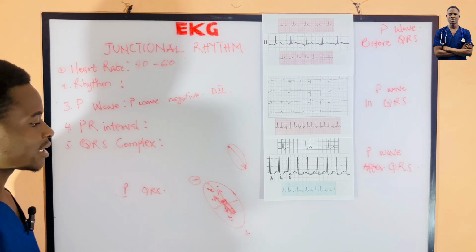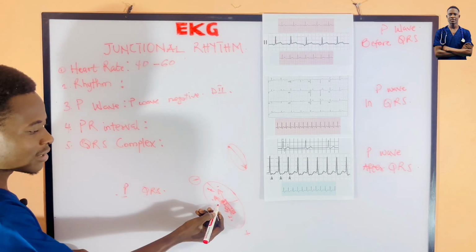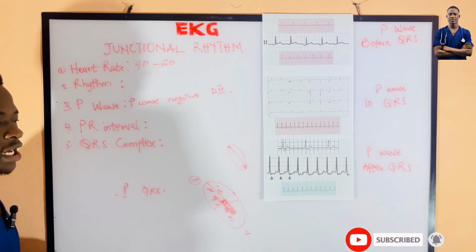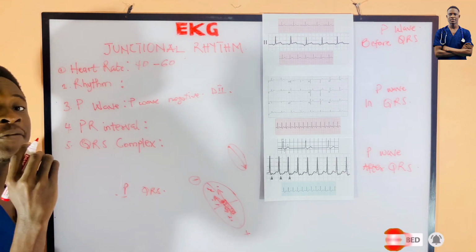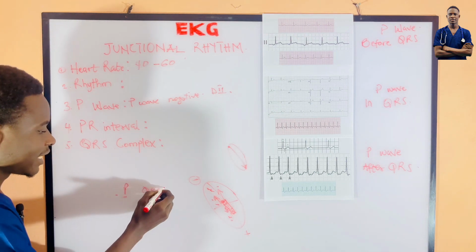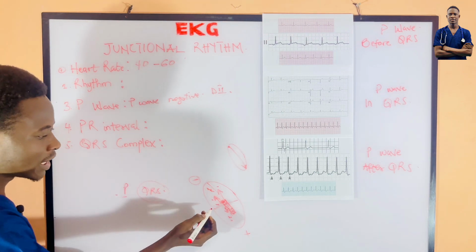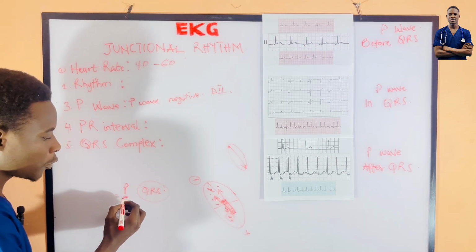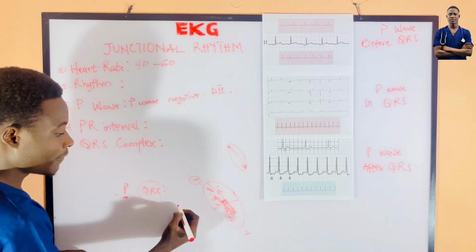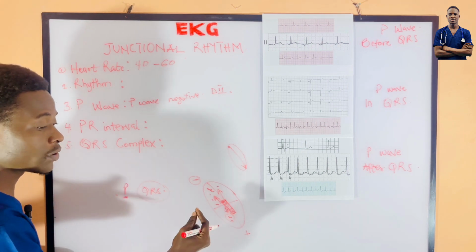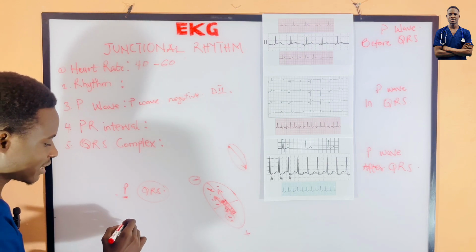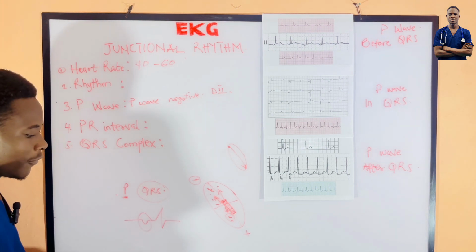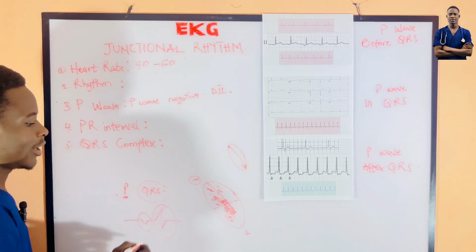Now, let's look at something over here too. Now we have our P wave over here. This P wave is giving us a negative reading. And this P wave is also before the QRS complex, because the atria contracts before the ventricle. And we know the P wave represents the atrial contraction, and then the QRS complex represents the ventricular contraction. So you get a P wave forming first before the QRS complex.